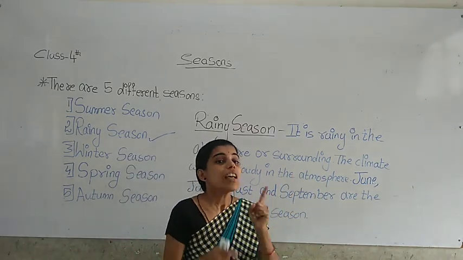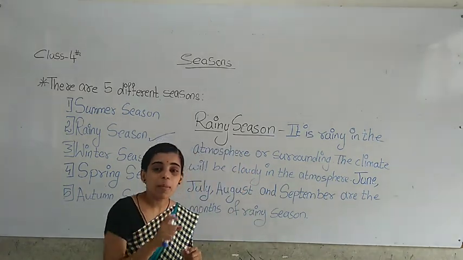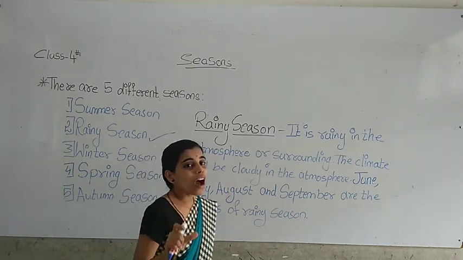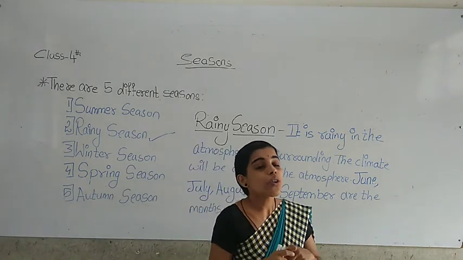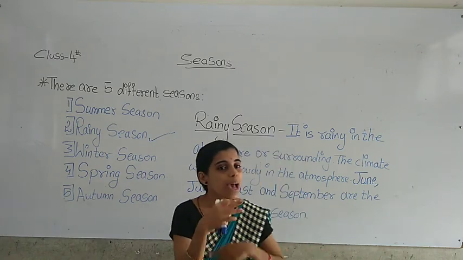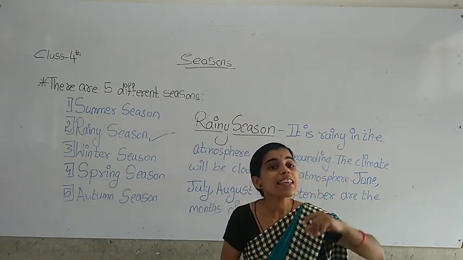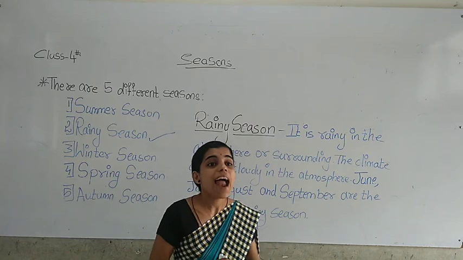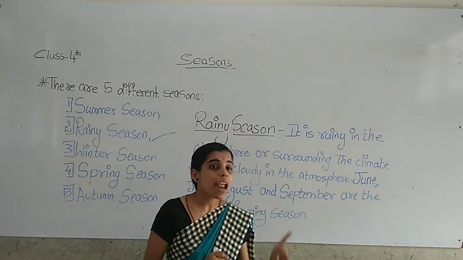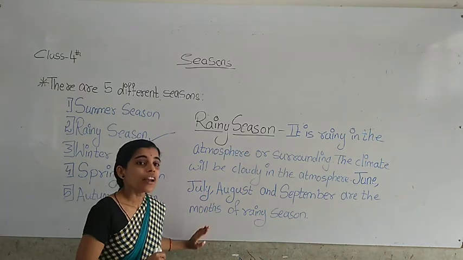So children, with this, you can also see the rainbow. Rainbow means the mixture of seven colors. You are well aware of the rainbow. You can see the rainbow only in rainy season. One more time I will repeat. When the rain comes and the sunlight falls, at that time you can see the rainbow. So this is about the rainy season.